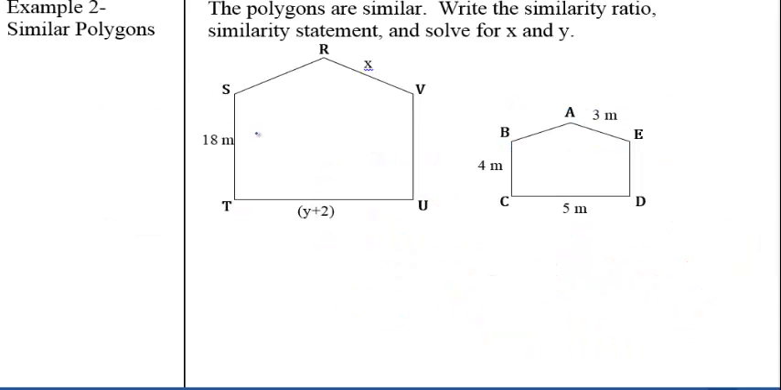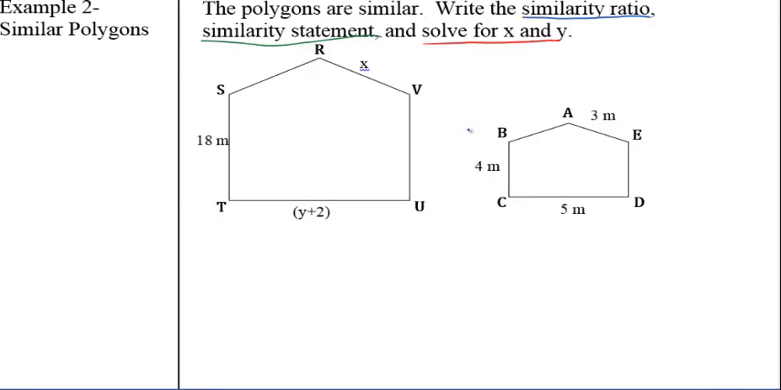All right, example 2, we were working with similar polygons. It says the polygons are similar here. So these house-looking shapes are polygons. A polygon is a closed-sided figure. These two polygons are similar to each other. It says write the similarity ratio, and then write the similarity statement, and then also solve for X and Y. So a couple different things. We're going to do all three of those things right now.